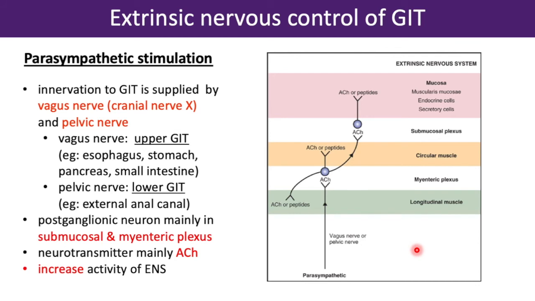The postganglionic neurons of the GIT parasympathetic system are mainly in the mesenteric and submucosal plexus. So these are the postganglionic neurons. The neurotransmitter is mainly acetylcholine. The effect of parasympathetic stimulation is to increase activity of the ENS.